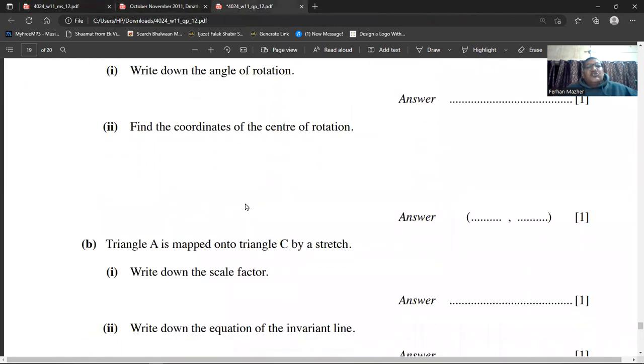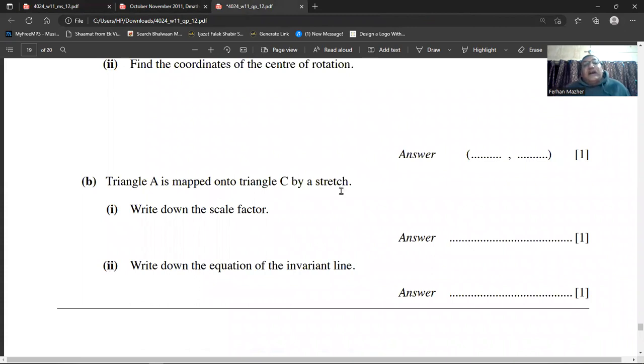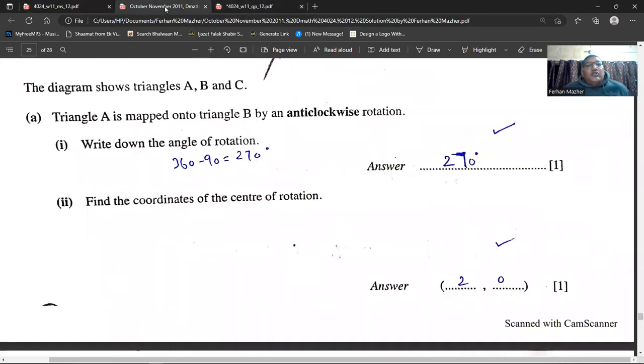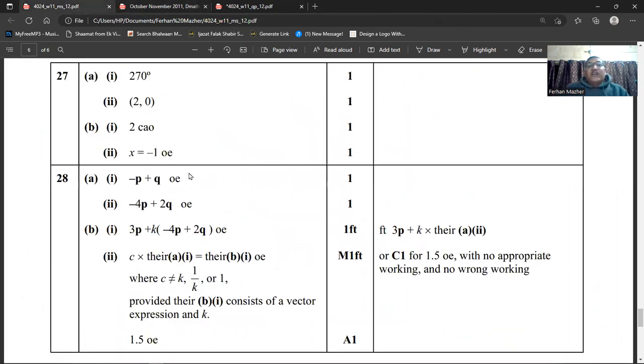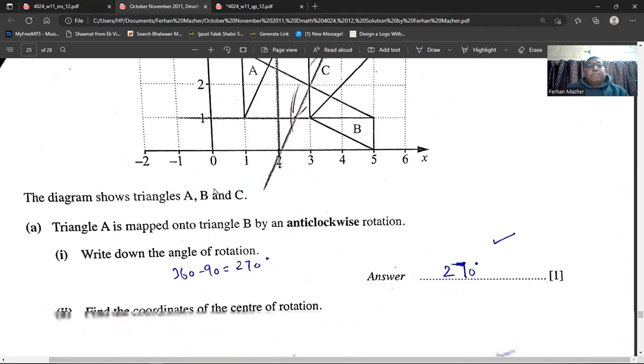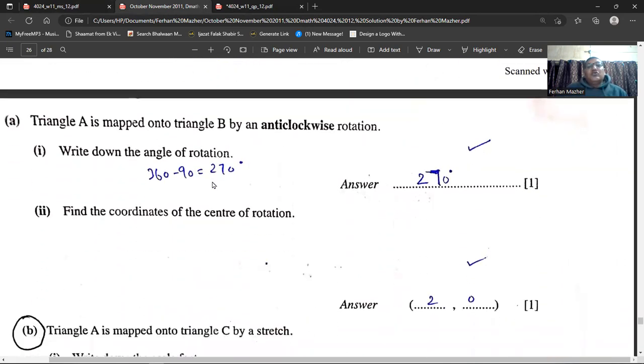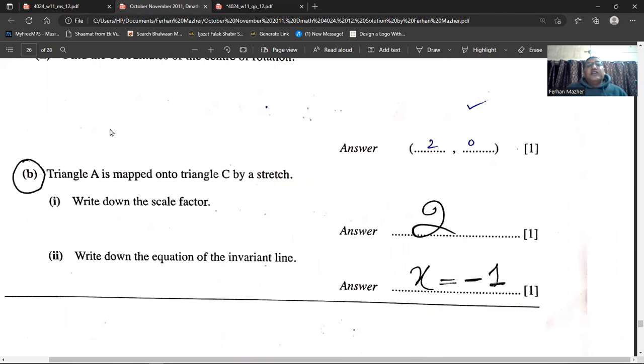Then their question is, the triangle is mapped onto triangle C by a stretch. Write down the scale factor. So if you look at this diagram, okay, so the stretch is in this direction. The stretch is in this direction. Okay, so this side was before 1, and now, after the stretch, it is 2. So the stretch factor will be 2. Okay, the stretch factor will be 2.